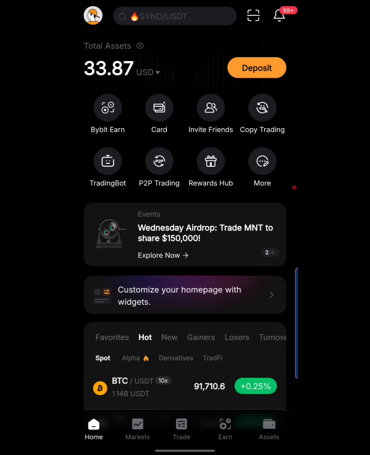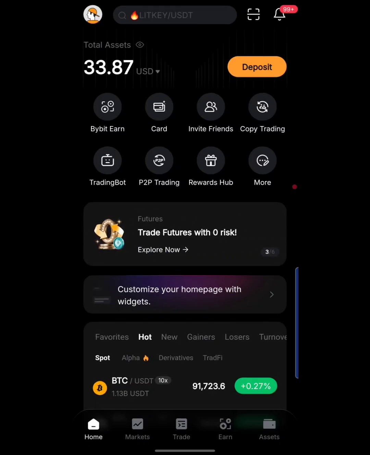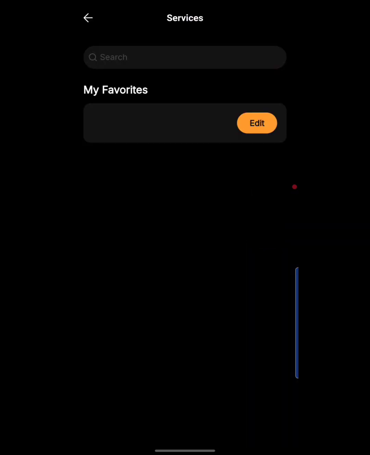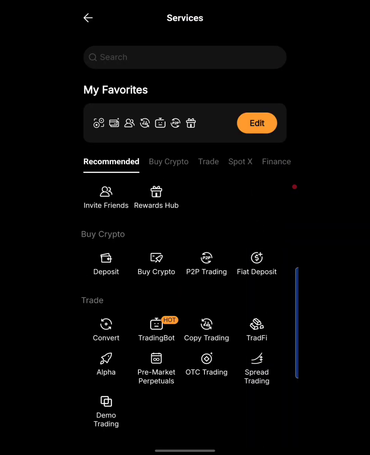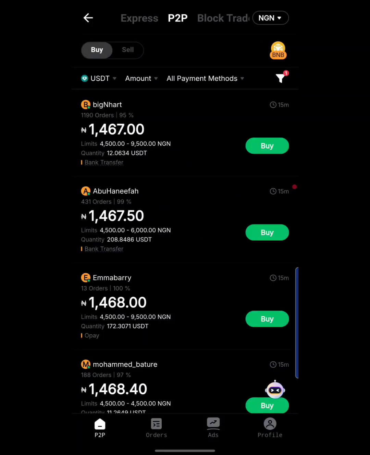So guys, with that being said, how can you start creating ads as a Bybit P2P merchant? It's quite easy. What you simply do is, as you can see right here, that is P2P trading. If yours is not showing up right here, all you simply do is hit on the more button right here. It's going to load up, and yours is going to be showing over here, that is P2P trading. So you just simply hit on the P2P trading section right here, guys. It's going to load up. Let's give this some time, guys. Okay, so here we are.